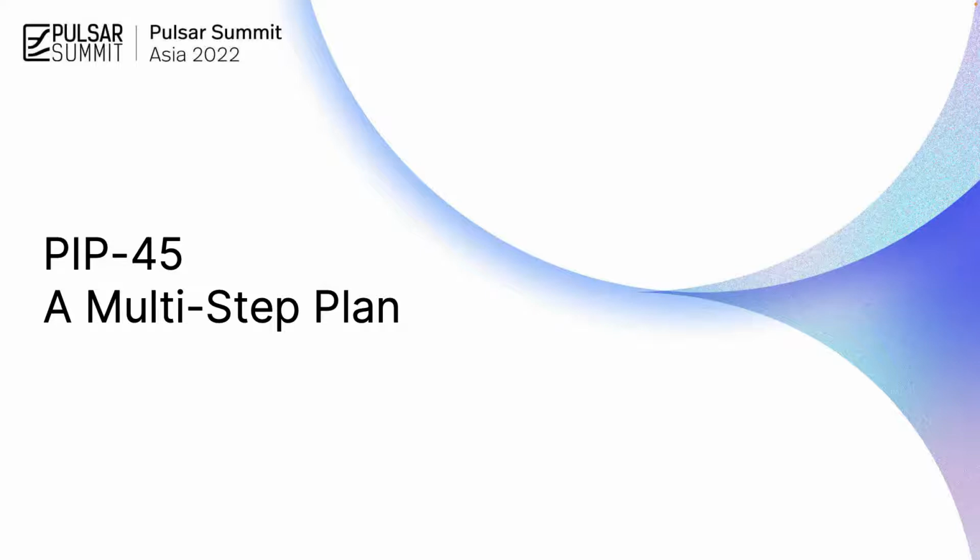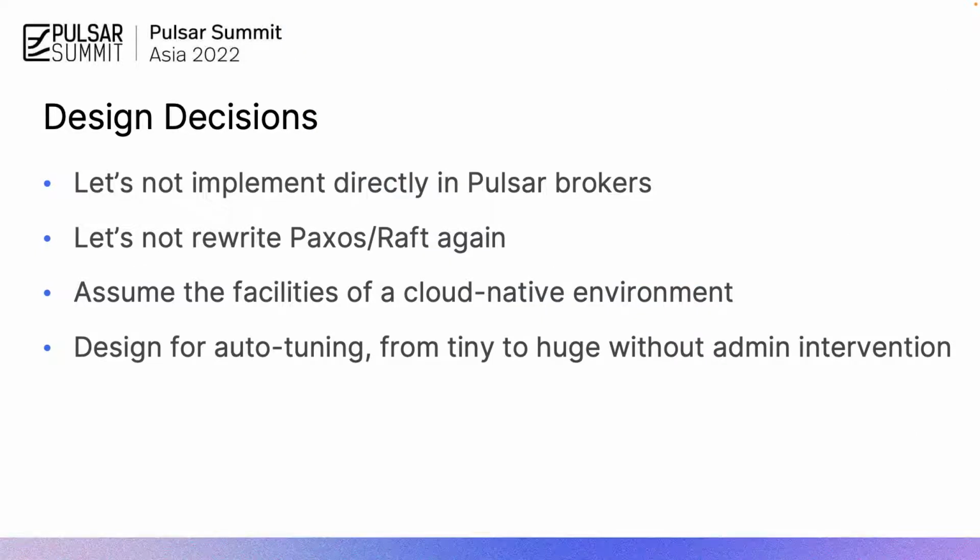So next, I want to talk about the development that has been done thus far. Now, all of these efforts fall under Pulsar Improvement Proposal number 45, or PIP 45 for short. It is a multi-step plan that has already commenced but is not completed, and we'll talk about next steps at the end of this talk. The goals the community had for this initiative are shown here.